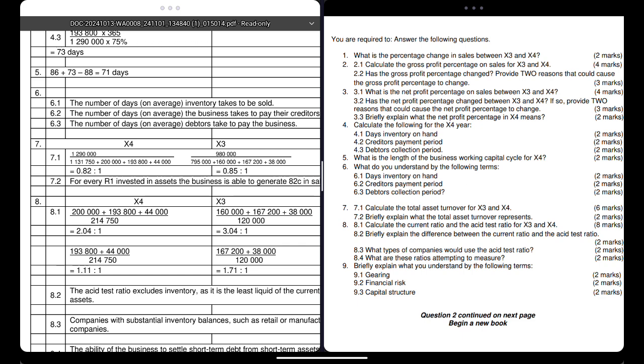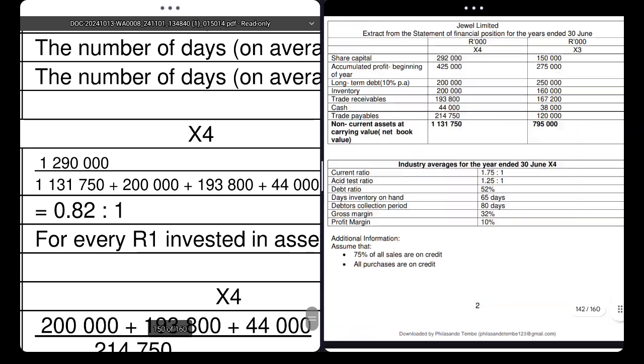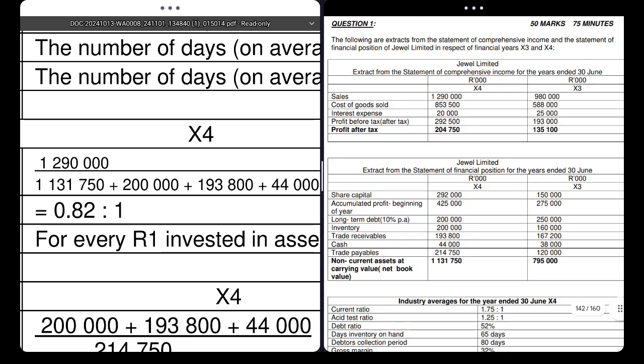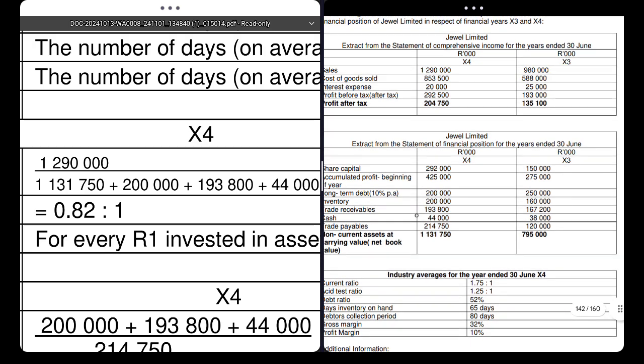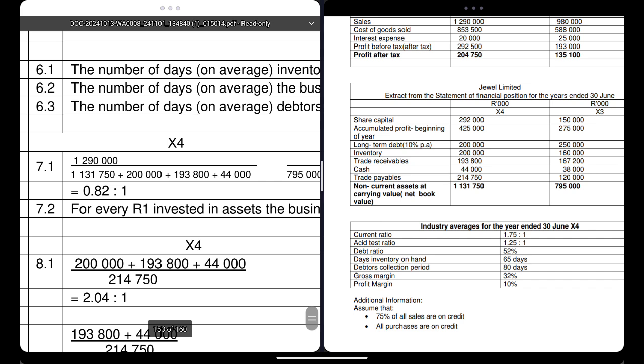Total asset turnover is sales over total assets. So sales is 1,290,000 over total assets. They don't give you total assets over here, but you have to work it out. So add your non-current asset plus your trade receivables, that's an asset, plus your inventory, that's an asset. And that gives you that amount. And you should get 0.82 as your answer. You don't have to show the point like that. You can just say it's equal to 0.82.